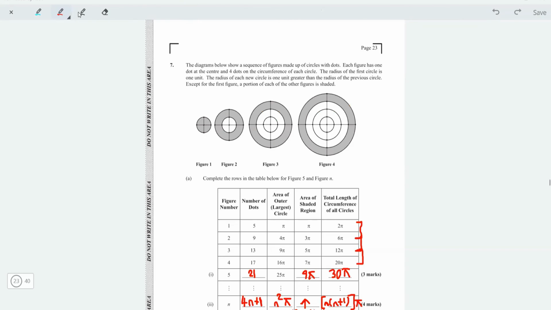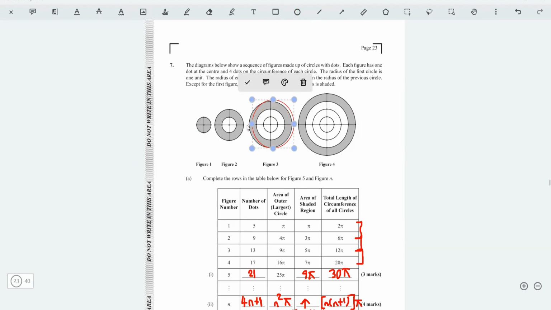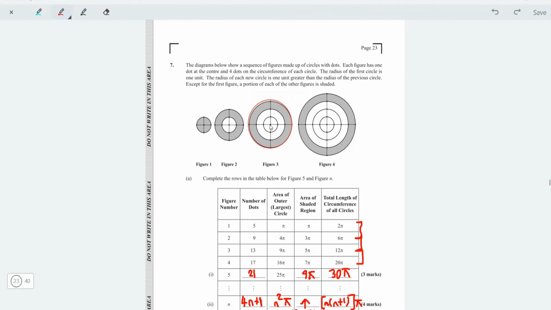But if you want the area of the largest circle, the area of the largest circle would be this circle right here, which I'm going to highlight in red. This is the circle they're talking about. This is the largest circle. And we need the radius of this circle to find its area. The area is pi r squared, and the radius would be, this is 1, this is 2, this is 3 units. So the radius is 3.